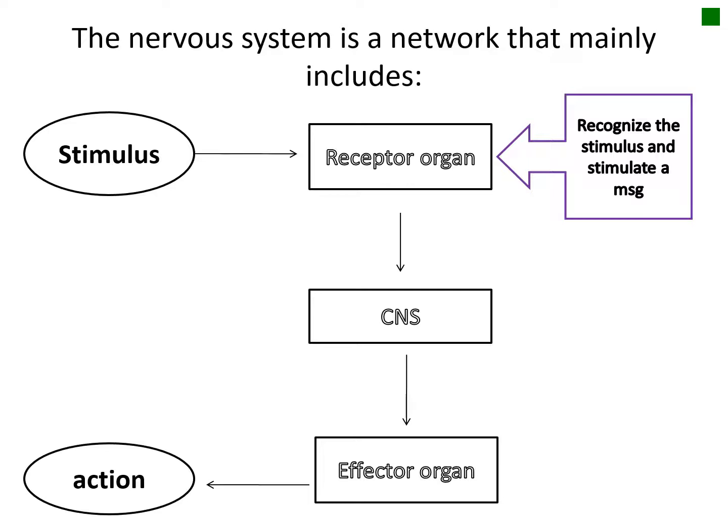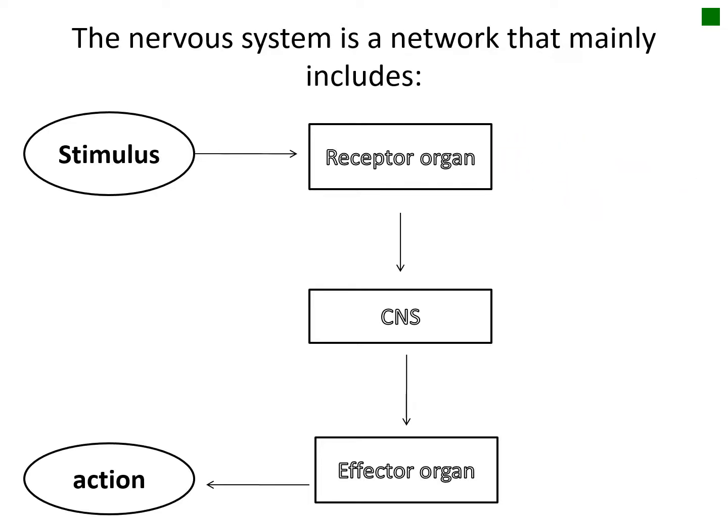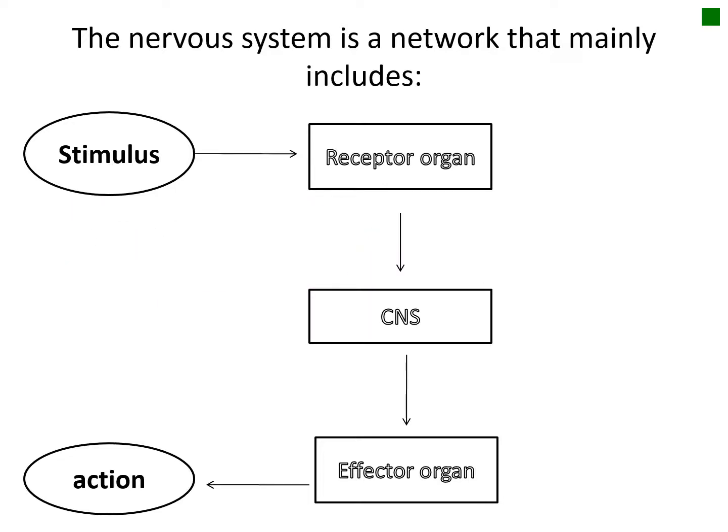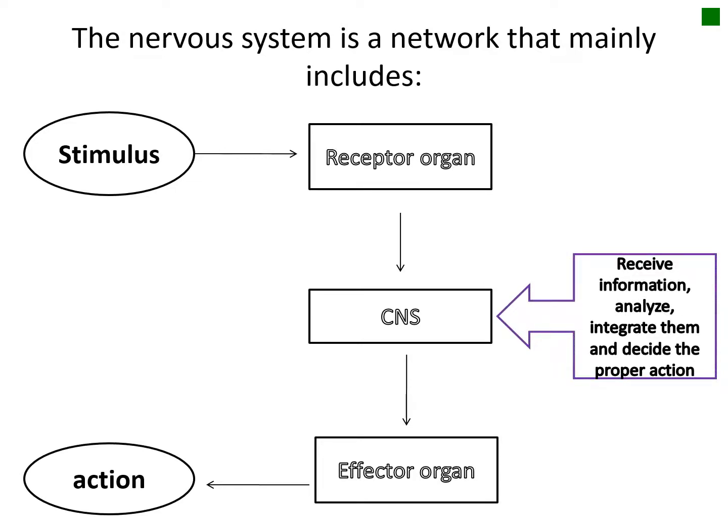Receptor organ, the function of this organ is to recognize the stimulus and to stimulate a message. Between the receptor organ and the central nervous system, there exists a special type of neuron. They are called sensory neurons. They have another name. They are called afferent. They conduct a message between the sensory organ and the central nervous system. Between the central nervous system and the effector organ, we also have a special type of neuron. We're going to talk about them later.